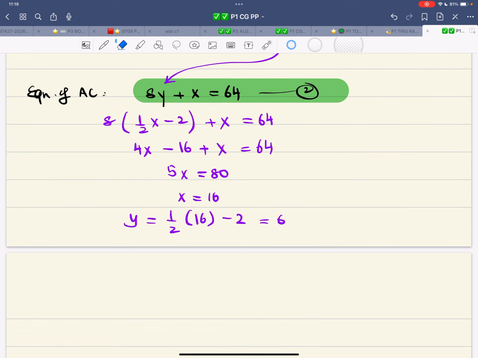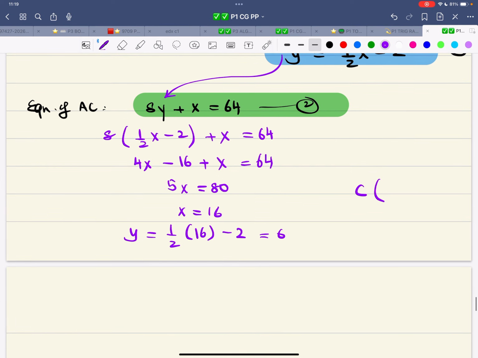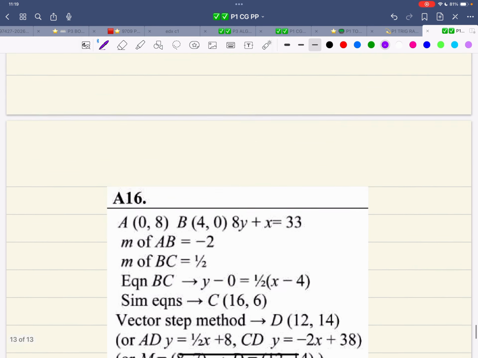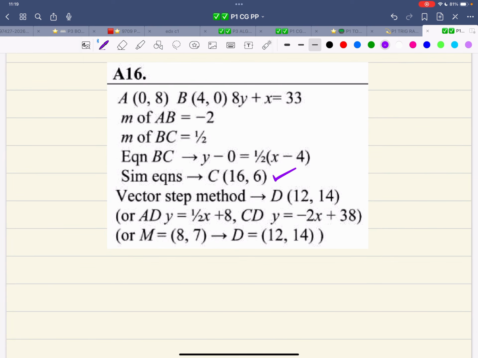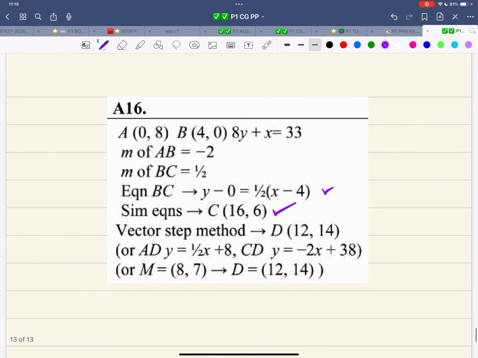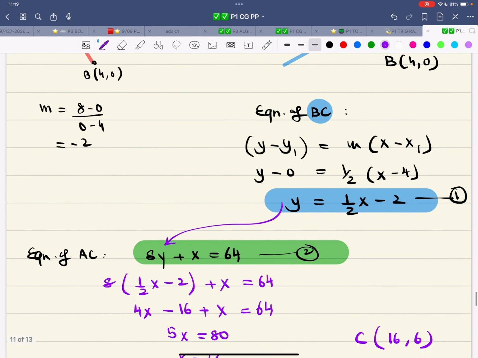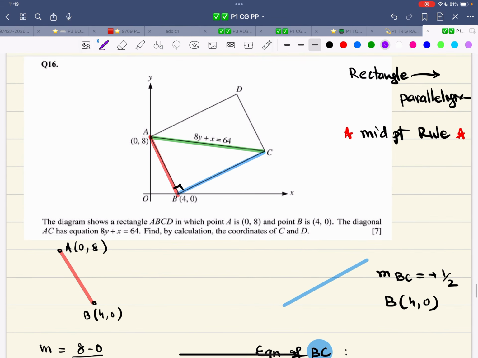And let me write it over here a little bit more clearly, the 6 over here. Therefore, the coordinates of C by simultaneous equation is 16, 6. Let's double check. So C is 16, 6, all good, all clear. Now the very last step, which one is that? That is finding the coordinates of D, that is the midpoint rule. So we have B, we have D, we have A, we have C.